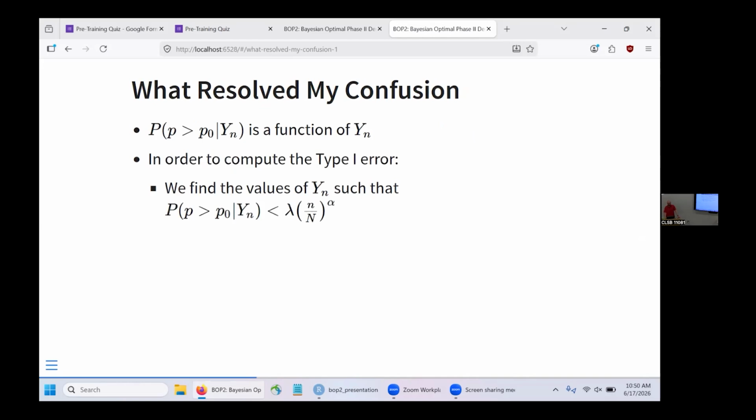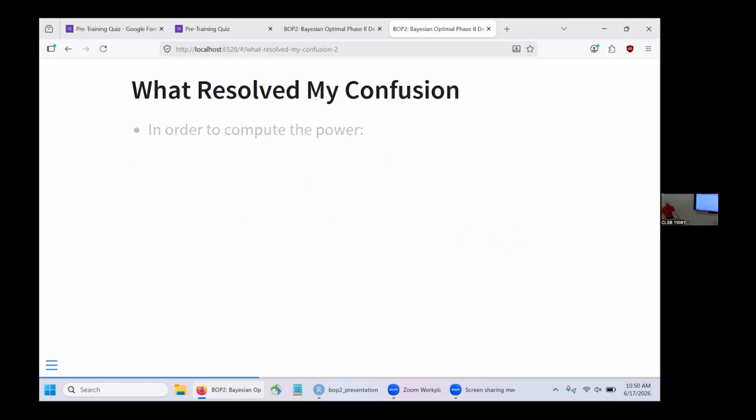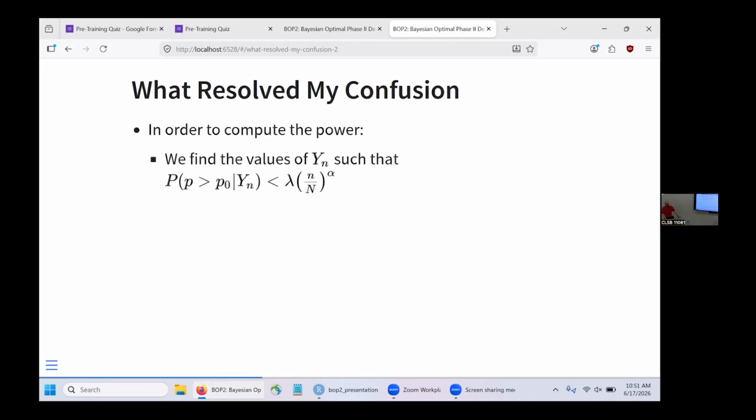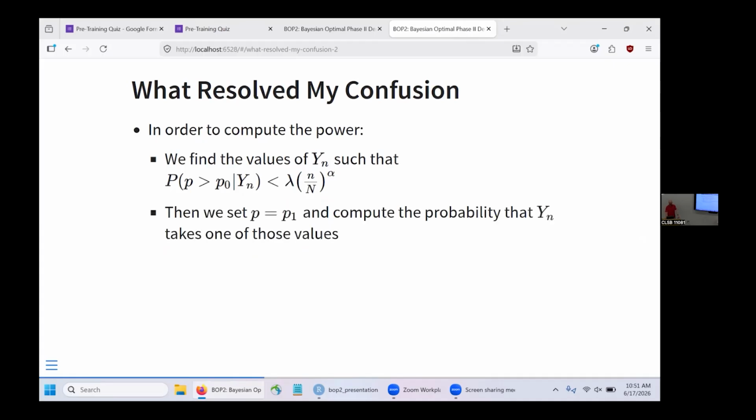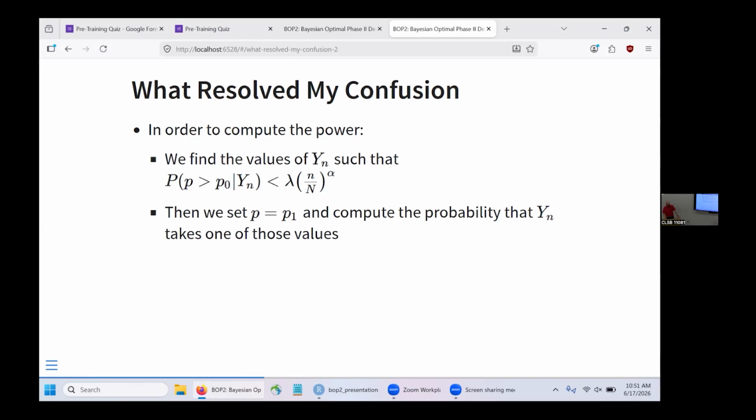So in order to compute the type 1 error, we're going to find the values, or the Shiny app will find the values, of y sub n such that this probability is below this threshold. Then we set p equal to the null value and compute the probability that y sub n does not take one of those values, i.e. the probability that we just continue the trial to the end. And in order to compute the power, we're finding the values of y sub n such that we meet this threshold, or the probability is below the threshold. Then we set p equal to p1 and compute the probability that y sub n takes one of those values. So I don't know if anyone else was confused about that, but it confused me when I first was learning this material, so I wanted to address that.